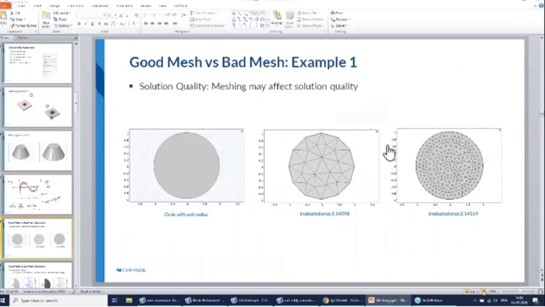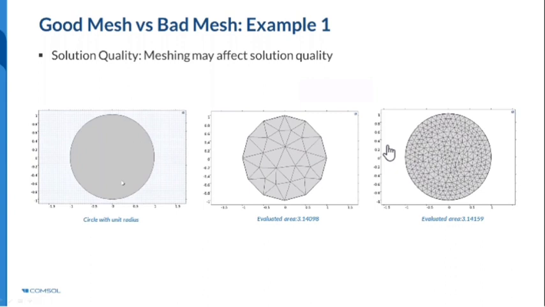Okay, so this exercise I already demonstrated to you: when you have a circle of a given radius and you evaluate the area, you can see that if you refine the mesh, you are basically converging the geometry part.